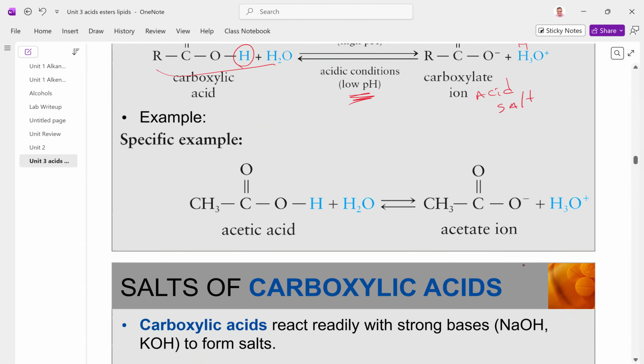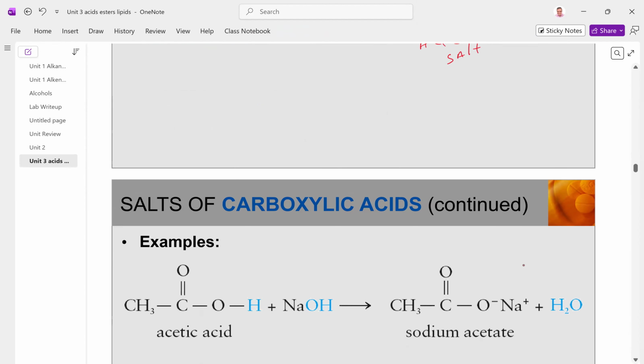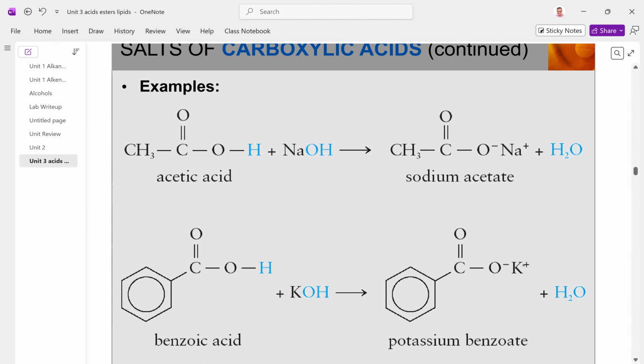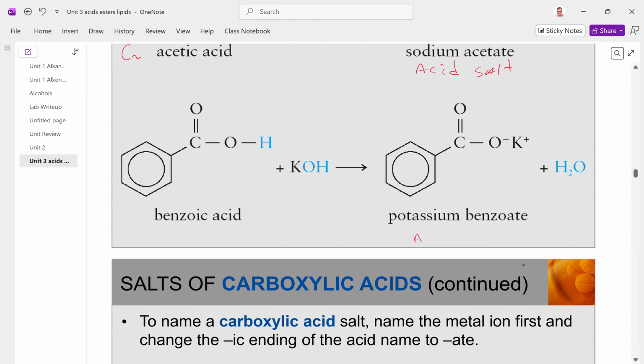So this is the acid salt of acetic acid. Any acid, I repeat, in the vicinity of a base will pull off the H and form the acid salt again. We have a C2 acid, acetic acid, strong base pulls it off, and the OH and the H form water, and we end up with the acid salt again. Doesn't matter whether it's acetic acid or benzoic acid, you still end up with the acid salt.